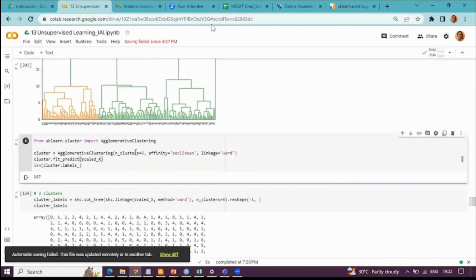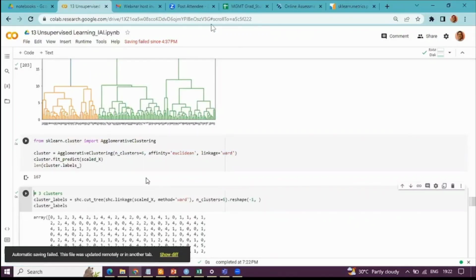Right? You can try out different solutions, because once you get something, you can create the Silhouette score and all those things. So let's say I want to go with a 6 cluster solution by using Euclidean distance, and I'm using a Ward's distance mechanism. So you can very well see that I'm able to create the 6 cluster kind of a solution.